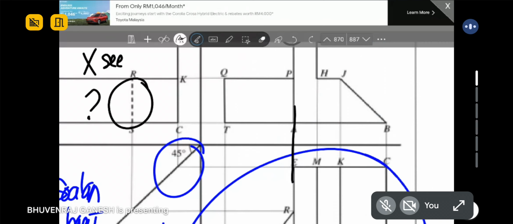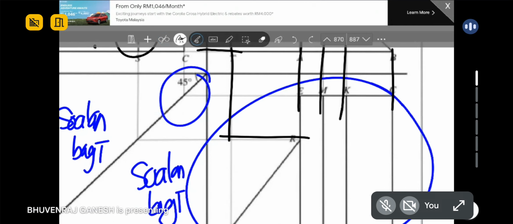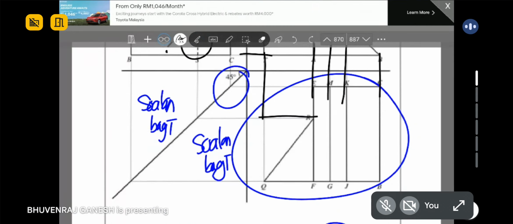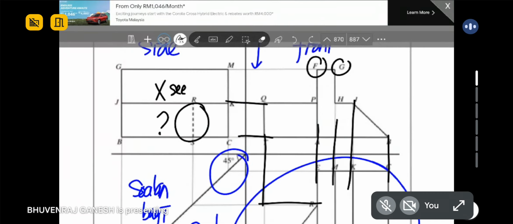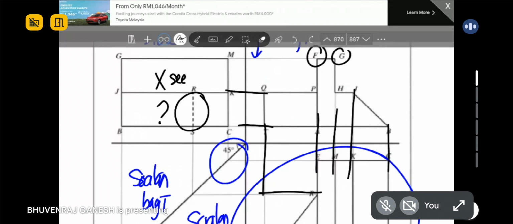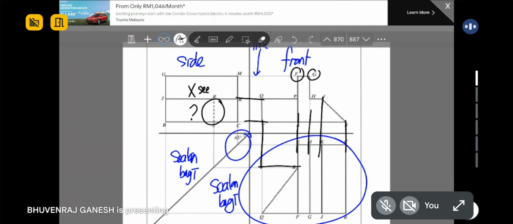Kamu kena lukis semua garis yang nipis ni. Yang kamu nampak. Can you see that, guys? You must draw all your construction lines. So construction lines basically connect all the objects, guys. Dia hubungkan semua plan dan dongakan. Okay, just connect all your plan and elevation together. Okay, are you guys clear with this? And make sure you are using a ruler, guys. Kena guna pembaris sahaja. Okay, pembaris dan pensel.